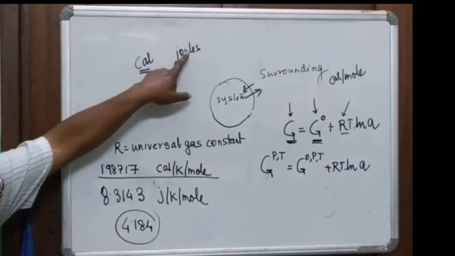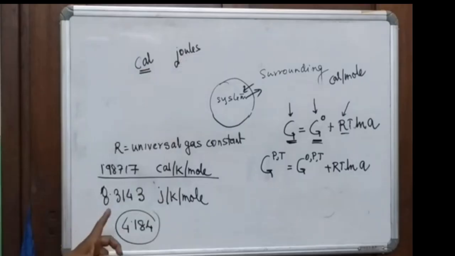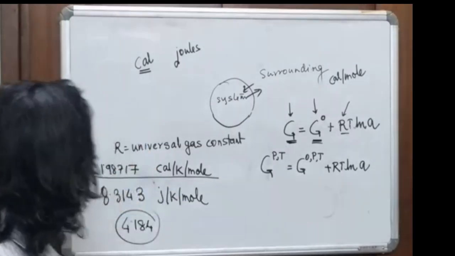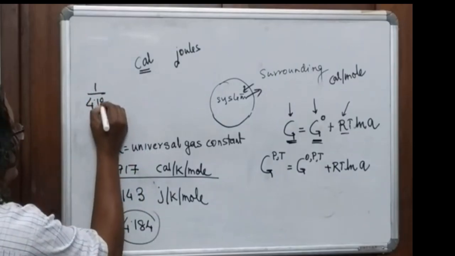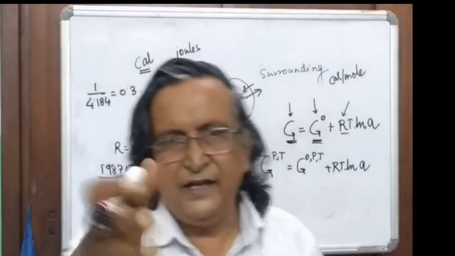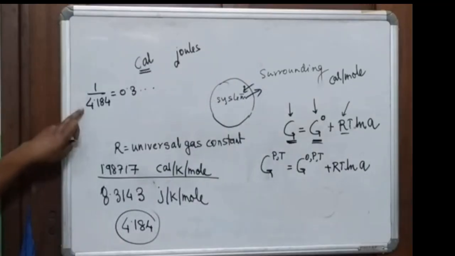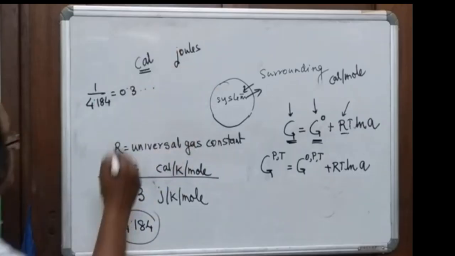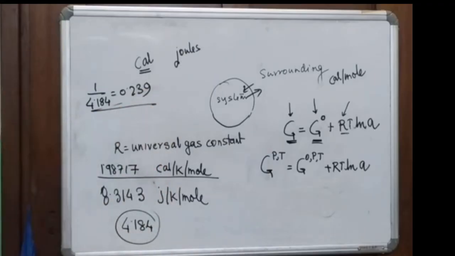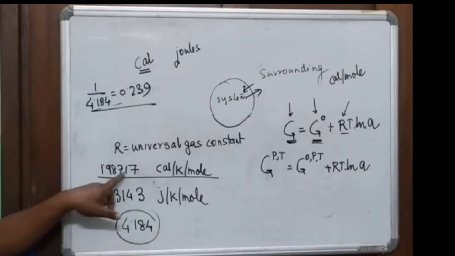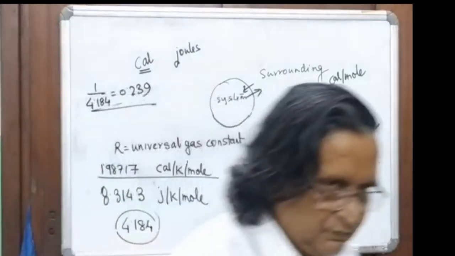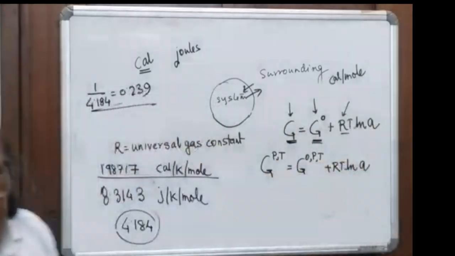That means if you take joules and divide it by 4.184, then you get calories. Have you understood? Or 1 by 4.184 is equal to, I think, 0.239. I don't have the calculator here, so please check it out. I've forgotten the conversion factor, but it's 8.3143 joules and 1.98717 calories. So if you take the joules and divide by 4.184, you get calories. Right? So these are the units of this fundamental equation.